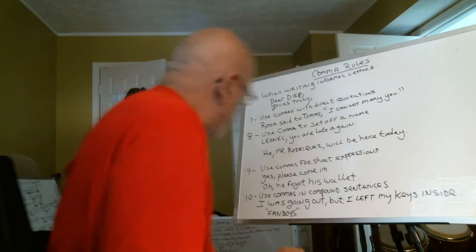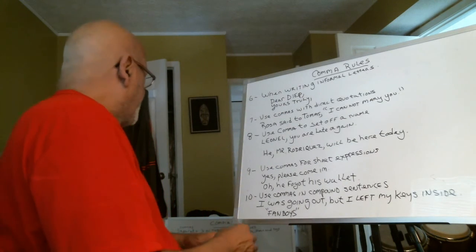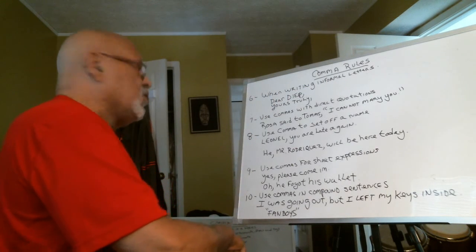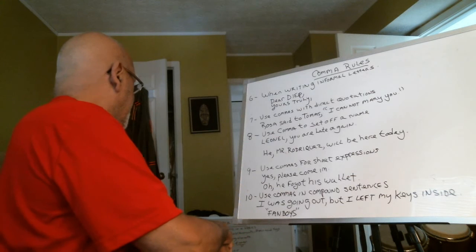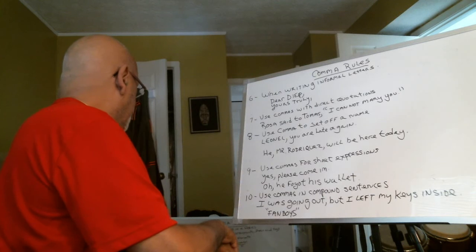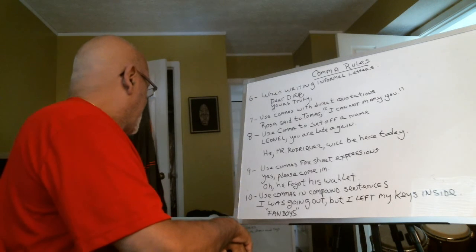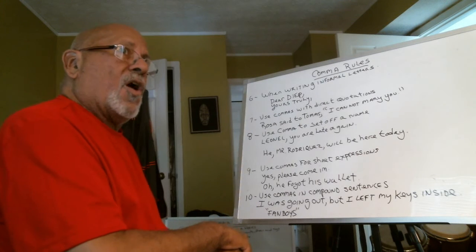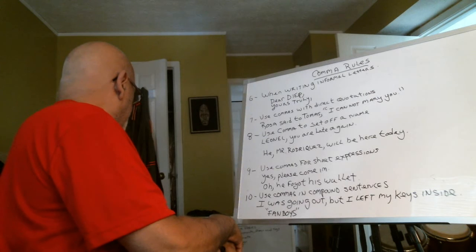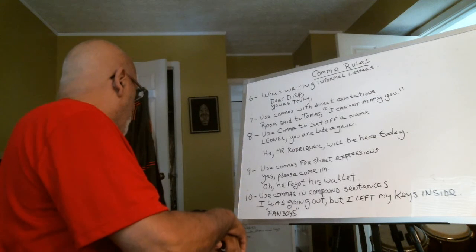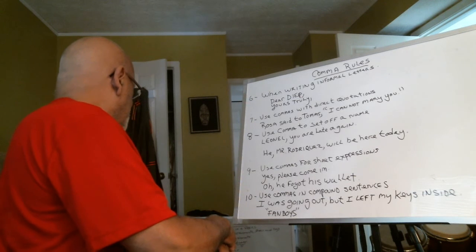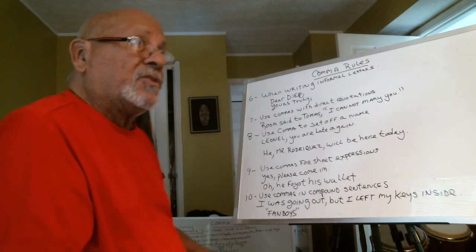So, 10 rules. You can separate 3 or more items. Commas are used after introductory elements. Commas set off transitional words. I'm reading the 5 on the board. Use commas before and after words that interrupt flow. Use commas in addresses and dates.